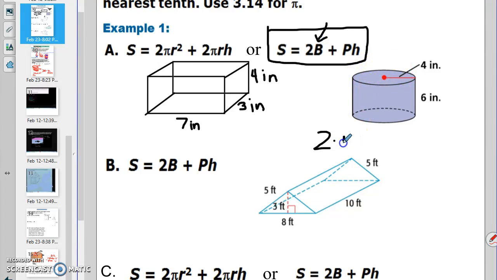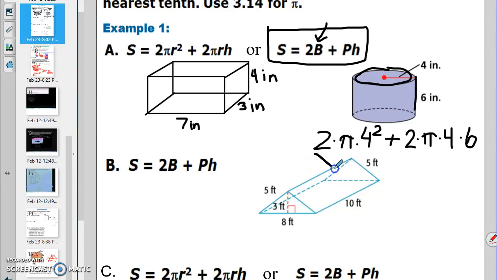So area of a circle is pi times radius, which is 4 squared, plus perimeter of the base. Perimeter of a circle is called circumference. And circumference of a circle is 2 times pi times the radius, or just pi times diameter. And then h is the height of this whole thing, which is 6.